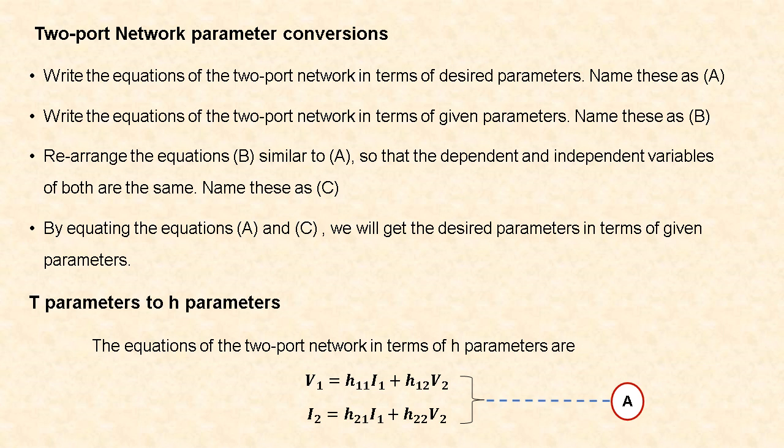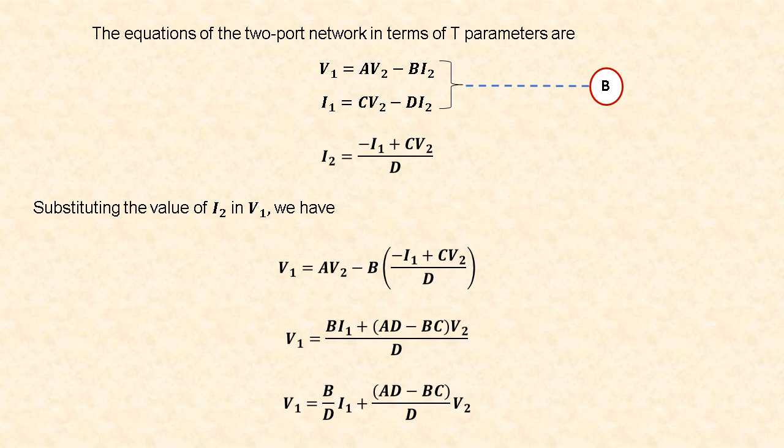For this, first we have to write the two-port network equations of H parameters, which is V1 is equal to H11 into I1 plus H12 into V2, and I2 is equal to H21 into I1 plus H22 into V2. Name this as A. Now write the equations of the two-port network in terms of T parameters. That is, V1 is equal to A into V2 minus B into I2. I1 is equal to C into V2 minus D into I2. Name this as equation B.